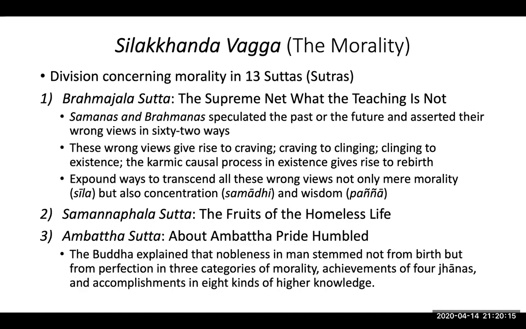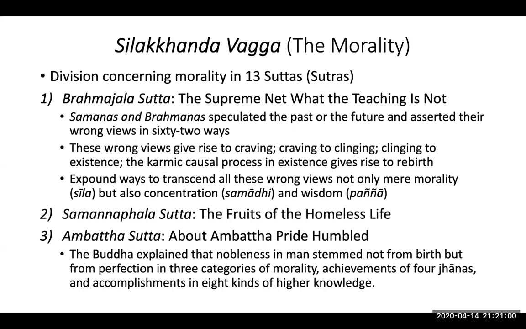But they heard that the Buddha was fully enlightened. So Samanas or Brahmanas visit the Buddha and argue with him in order to win over the Buddha. From the dialogue with the Buddha, the Buddha corrects their wrong views, and eventually they realize how their wrong views mislead their practice. So in Brahmajala Sutta, you can see Samanas and Brahmanas speculate about the past or the future and assert their wrong views in 62 ways.